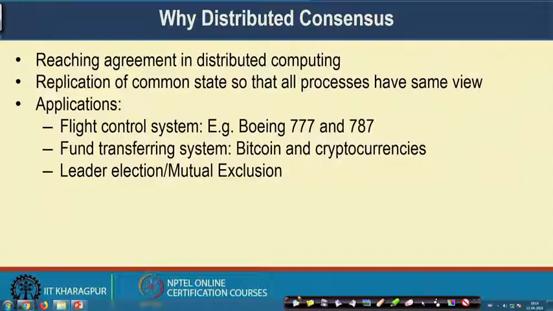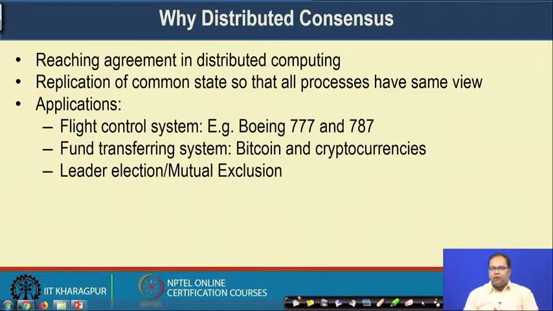Now, there are multiple applications. One typical application of state machine replication is the flight control system. When there are multiple flights and they want to coordinate their positions among themselves, you can apply this kind of state machine replication technique in a distributed system to achieve consensus. Then for a fund transferring system in a distributed environment, like for cryptocurrencies, we are going to see that in a closed environment you can apply a state machine replication based algorithm for consensus.